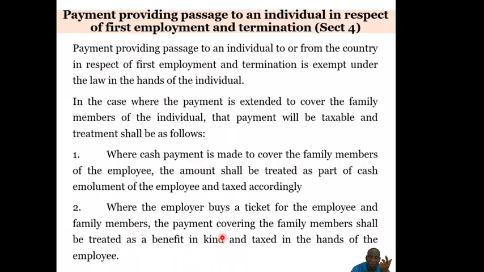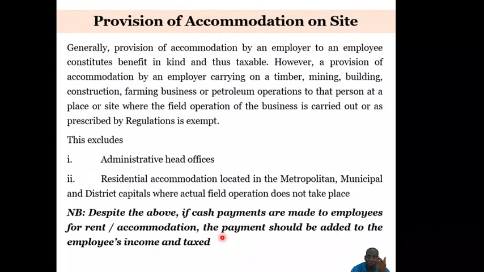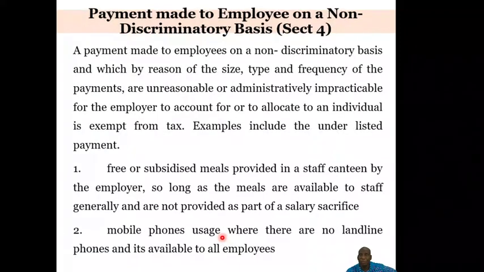So for this one, I've explained already. Payment providing passage to an individual in respect of first employment and termination. This is the one that will not be added to your income and taxed. Okay. Provision of accommodation on site. We've explained already. But note, if it is an administrative head office and you are giving, for example, you are working with Anglo Gold Ashanti, but you are being housed in the administrative office, you are not at the site, that one, they will not mind you.